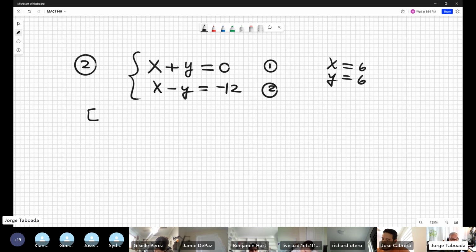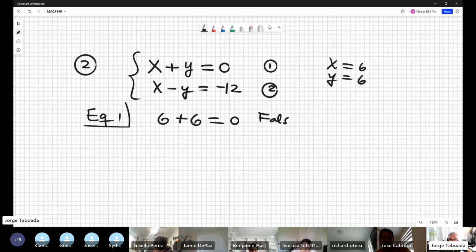Okay, equation by equation. Equation 1. In equation 1, 6 plus 6 is equal to 0. Oh, no. This is completely false, because 6 plus 6 is 12, not 0. Therefore, this solution that somebody proposed at the beginning doesn't work. And this is it. Cool?